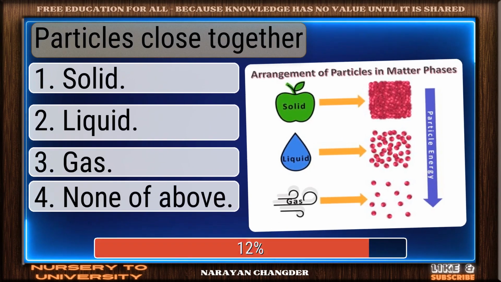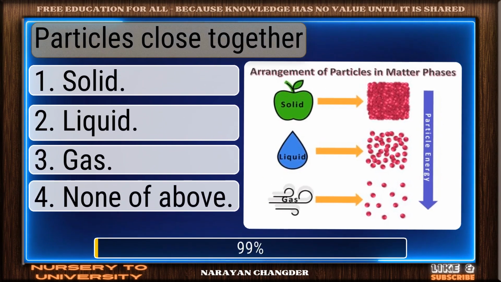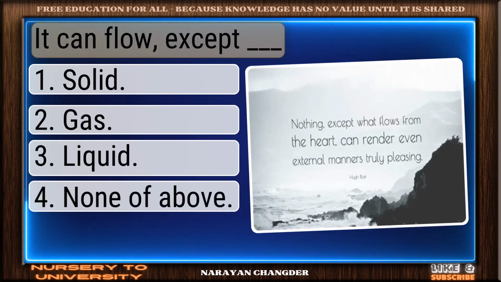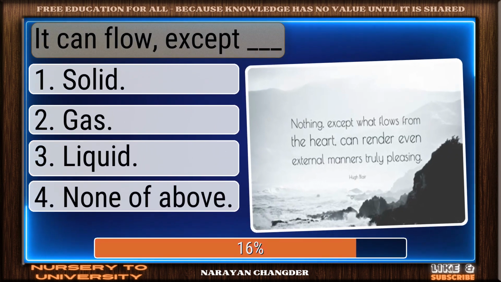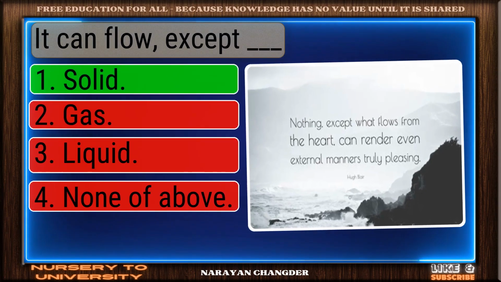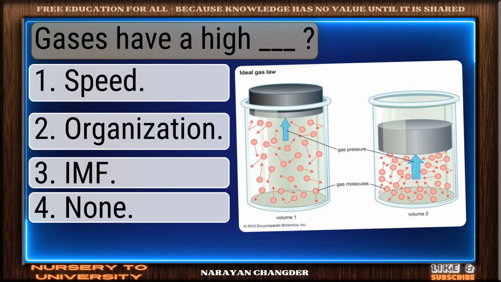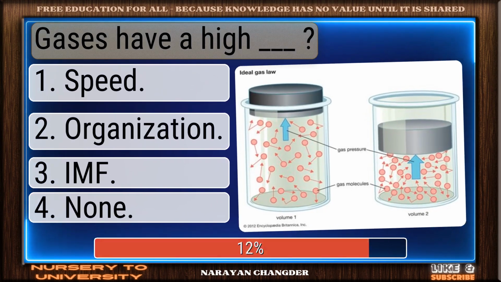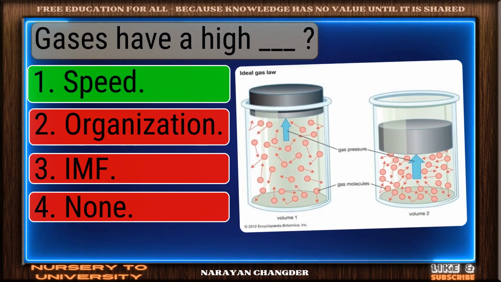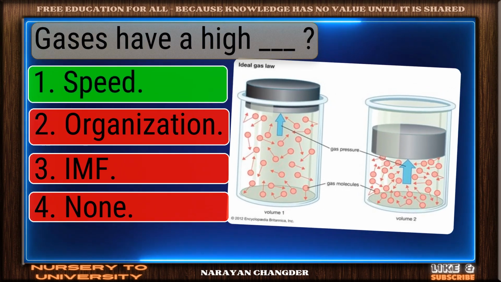Particles close together. Correct. Solid is the right answer. It can flow except dash. Sharp thinking. Solid is the right choice. Gases have a high dash. Good thinking. Speed is the right answer.